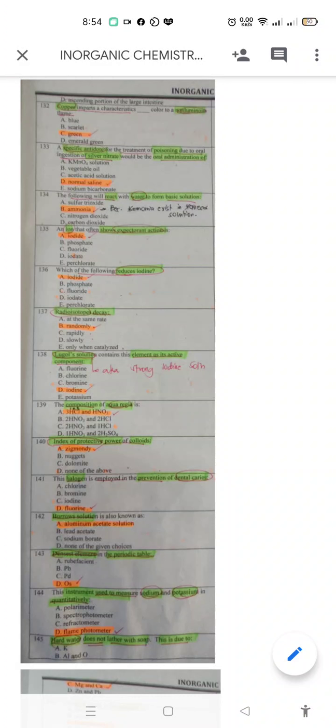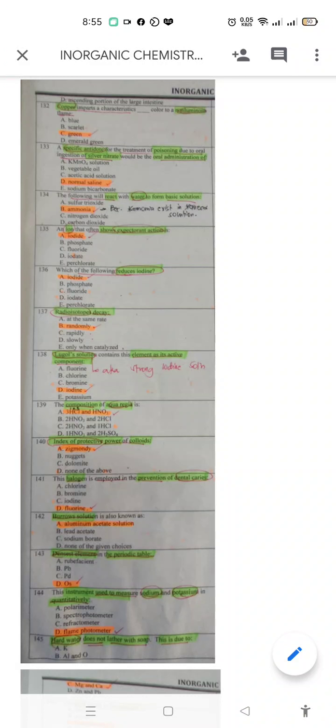Number 140, index of protective color of colloids is your Zsigmondy. Zsigmondy, the index of protective power of colloids. Number 141, this halogen is employed in the prevention of dental caries. Dental caries, meaning that is your fluorine. Kapag chlorine naman, that is used as your antiseptic and your astringent. Kapag fluorine naman, they are used in the prevention of your dental caries. So your fluorine or your fluoride is added to your toothpaste to prevent dental caries.